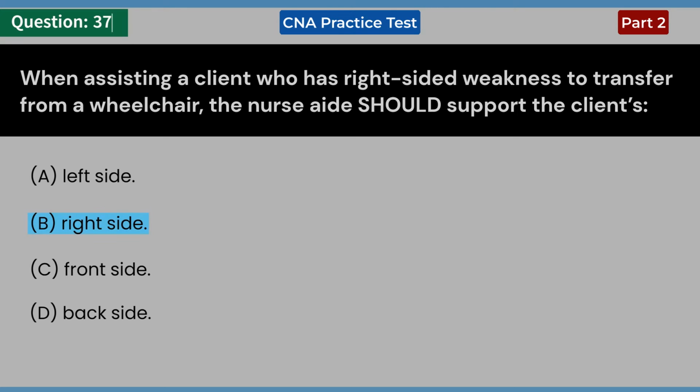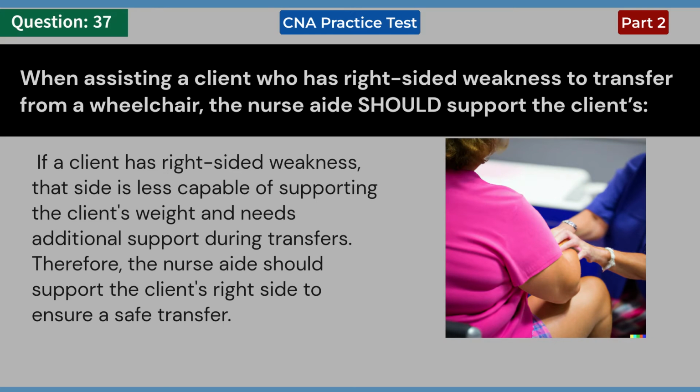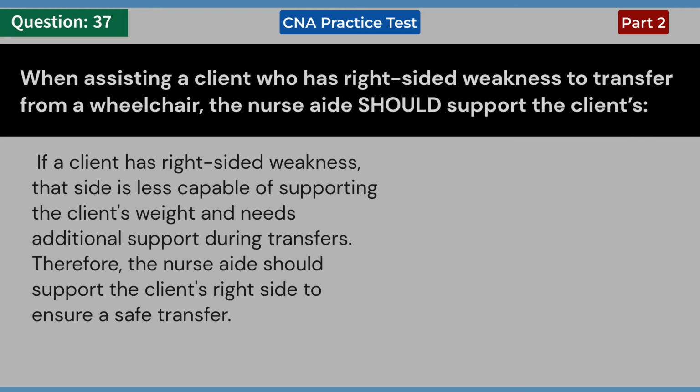Answer: B. Right side. If a client has right-sided weakness, that side is less capable of supporting the client's weight and needs additional support during transfers. Therefore, the nurse aide should support the client's right side to ensure a safe transfer.